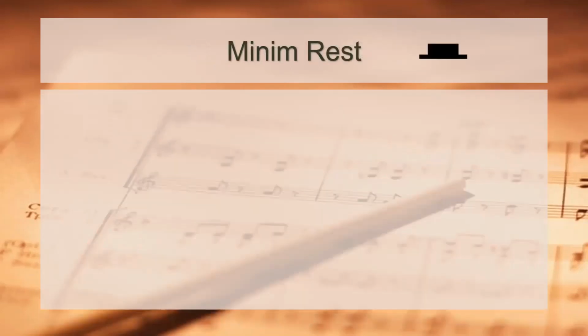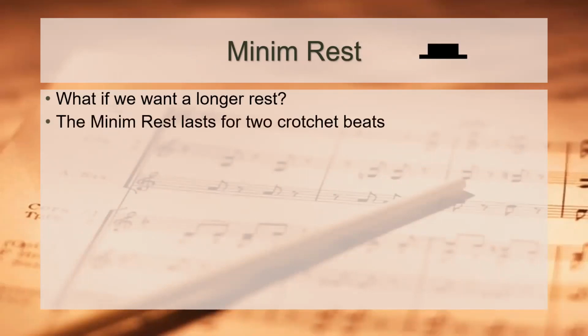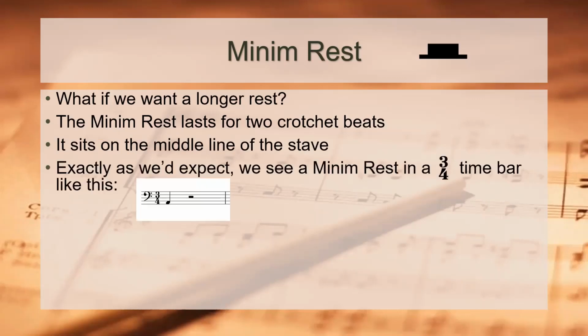This is a minim rest. It's longer than a crotchet rest, and the minim rest lasts for 2 crotchet beats. In exactly the same way that a minim lasts for 2 crotchets, a minim rest lasts for 2 crotchet rests. It sits on the middle of the stave, and we'll go into that a bit later, and is exactly as we'd expect. We see a minim rest in a 3/4 time bar, just like this.